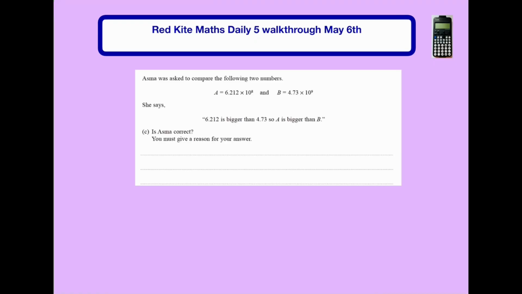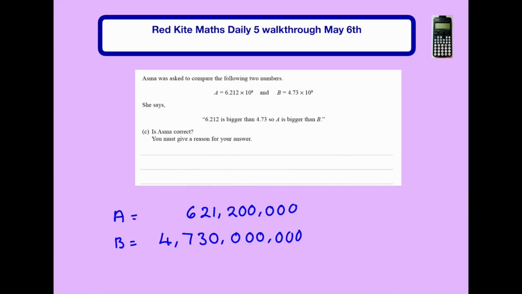Do that first. You can use your calculator, and the answer I got for those is, for B, I got 4,730 million. And then for A, I got 621,200,000. They are really hard numbers to say. Okay, so was she correct? No, she was completely wrong. B is way bigger than A.